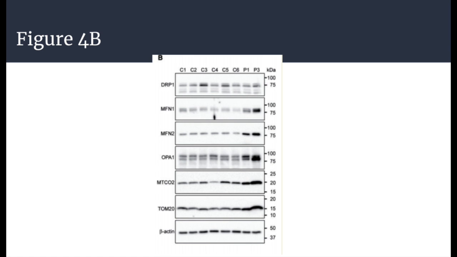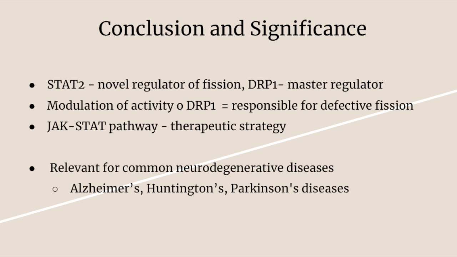The bound antibodies are then detected by developing the film, and as antibodies only bind to the protein of interest, only one band should be visible. The thickness of each band corresponds to the amount of protein present, and thus doing a standard can indicate the amount of protein present. The conclusion reached within the study is that STAT2 is a novel regulator of mitochondrial fission and DRP1 is the master regulator.